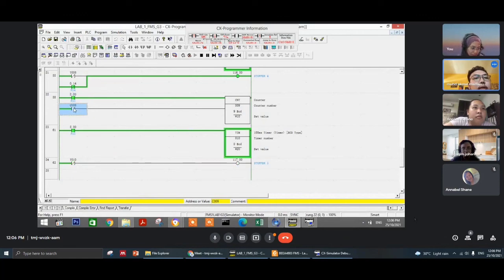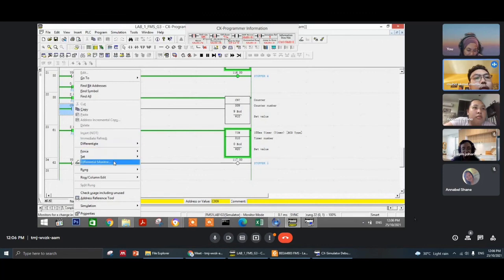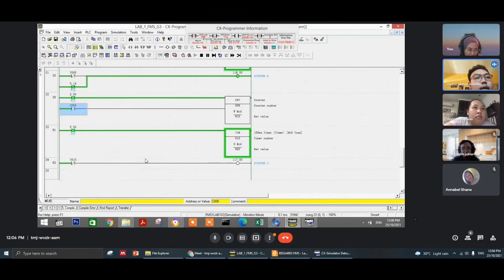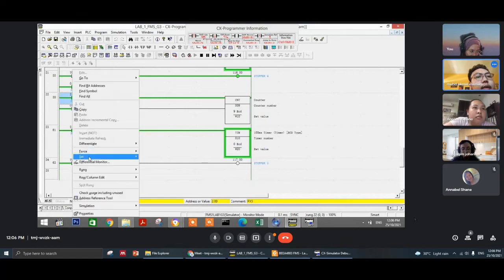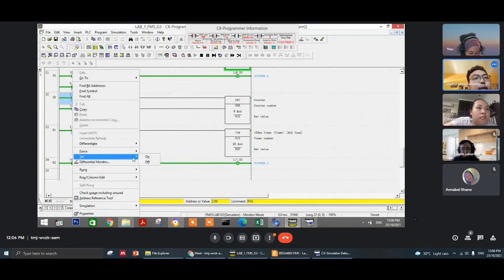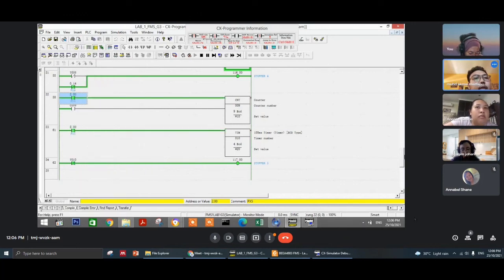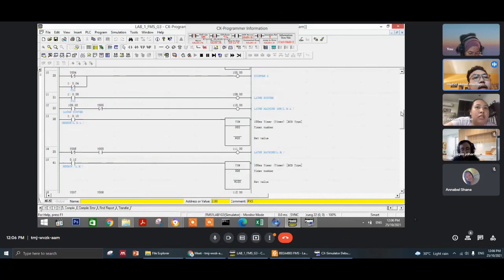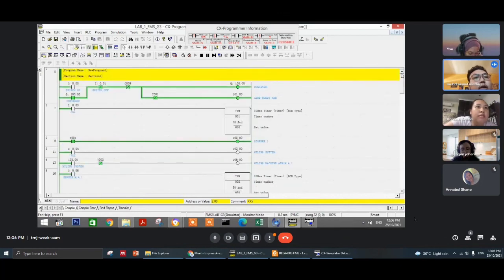Okay, so basically the stopper will turn off, and then when the PS5 turns off, the stopper will turn on again, and then it will be back to the PS1. When the PS5 turns on around 10 times, then the system, which is the conveyor and the arm robot, will turn off. So that is for the PLC programming.